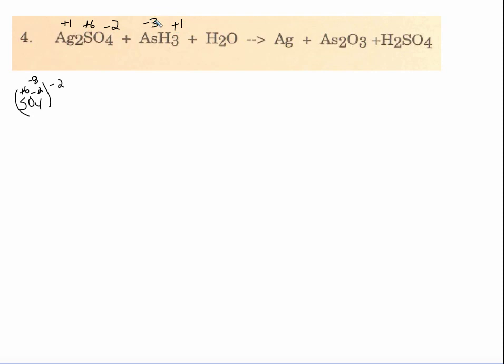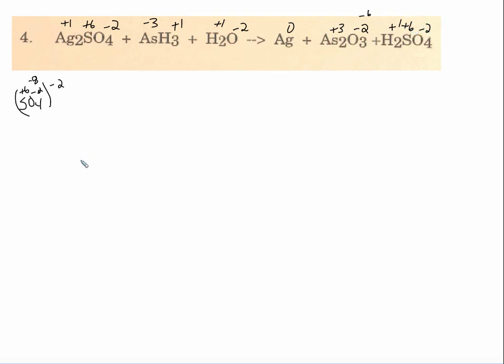Okay, hydrogen is always going to be +1. That's going to make this -3. Okay, unless hydrogen's with a metal. This is -2. This is +1. Okay, silver is by itself 0. This oxygen's -2. That's a total of -6. So this must be +3.